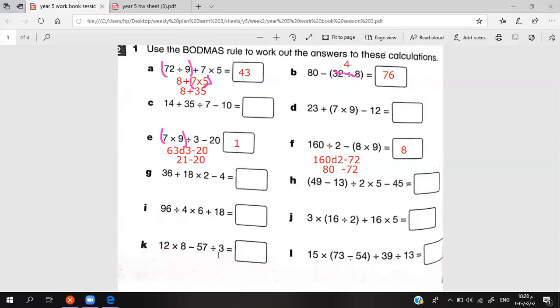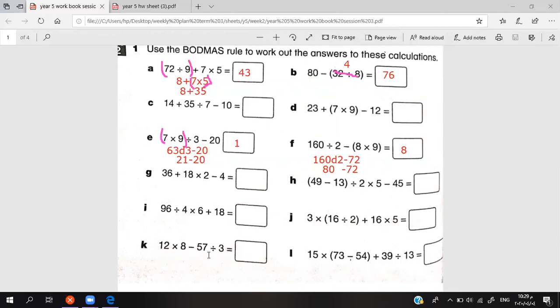Now I'm gonna answer K and L. And I will leave for you C, D, G, H, I, J. Okay, K, I have multiplication, subtraction, division. I'm gonna do what first?